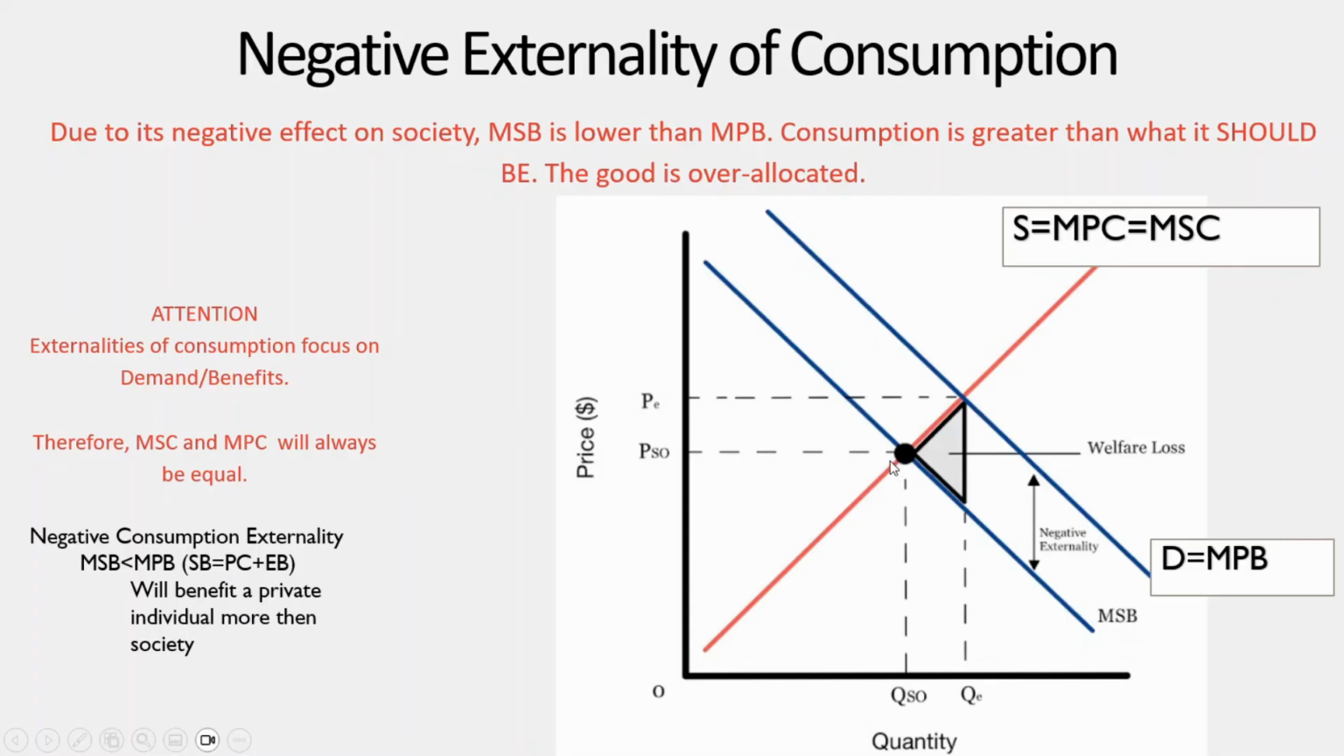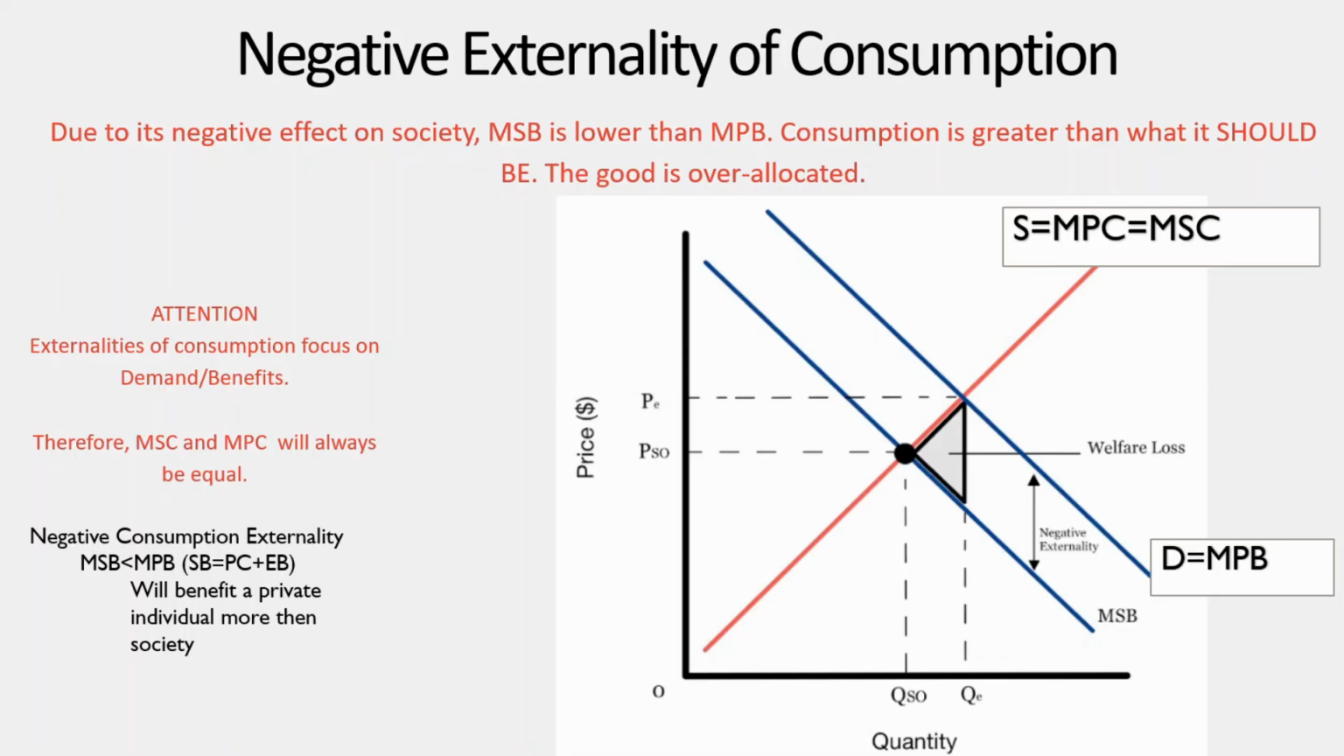Where the MSB and the MSC equal, that's the PSO or POPT, and QSO or QOPT, one of those two I would write. For this effect on society, the MSB is lower than MPB. Consumption is greater than what it should be. This good is over-allocated.